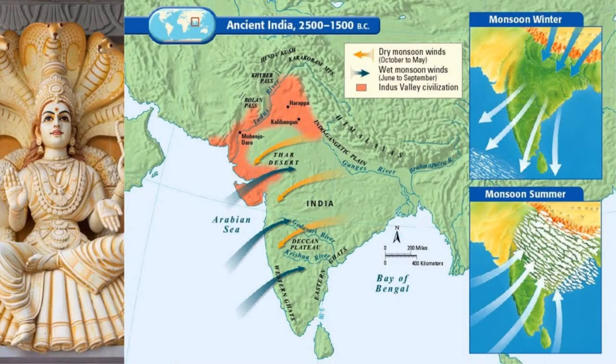You can see the wet monsoon winds typically come in with rain from about June to September. So in the summertime is when this, of course, occurs. And then you can see how the winds change in the winter. They have dry monsoon winds that come from the northeast. But October to May, it kind of reverses and goes the opposite way.